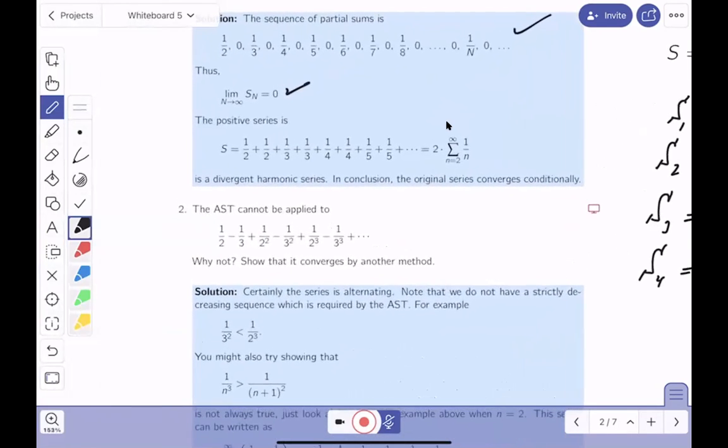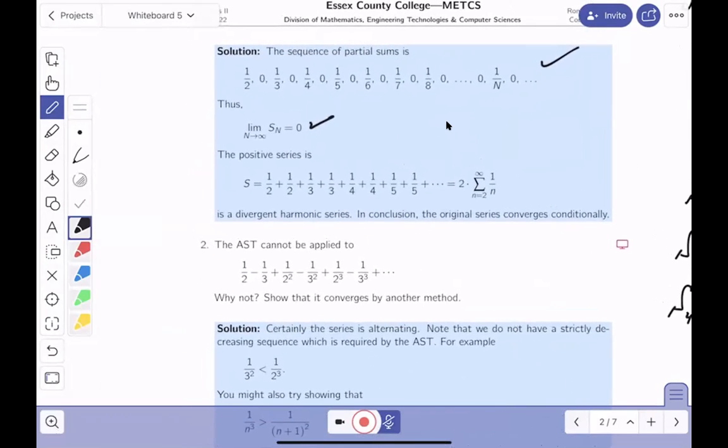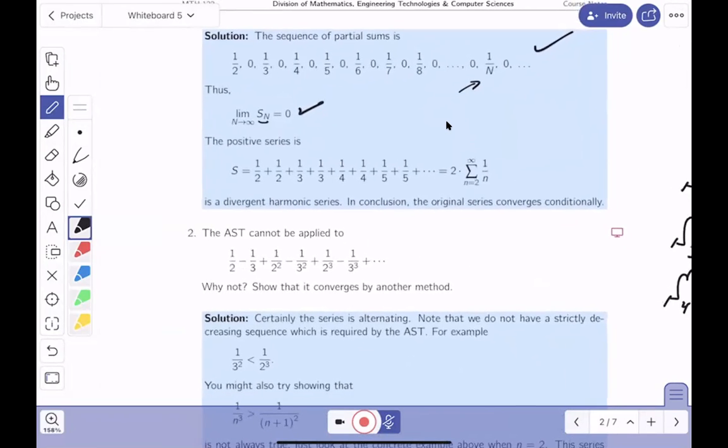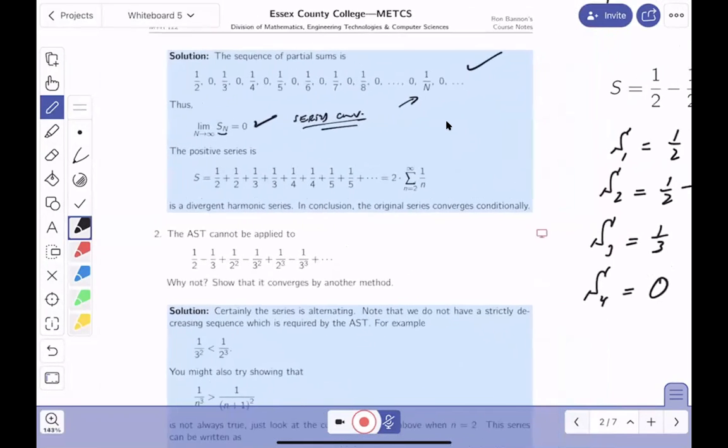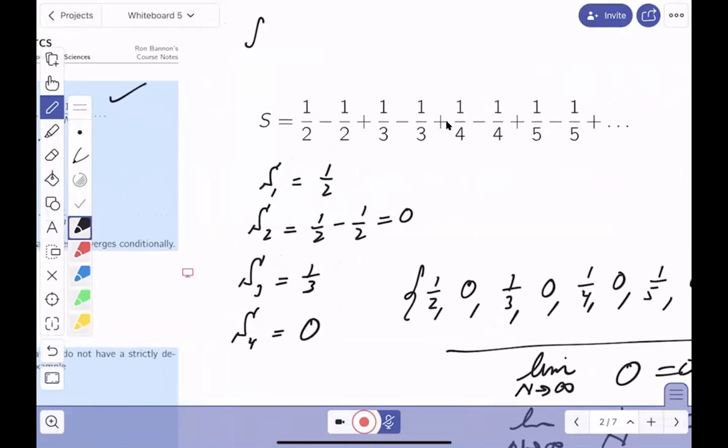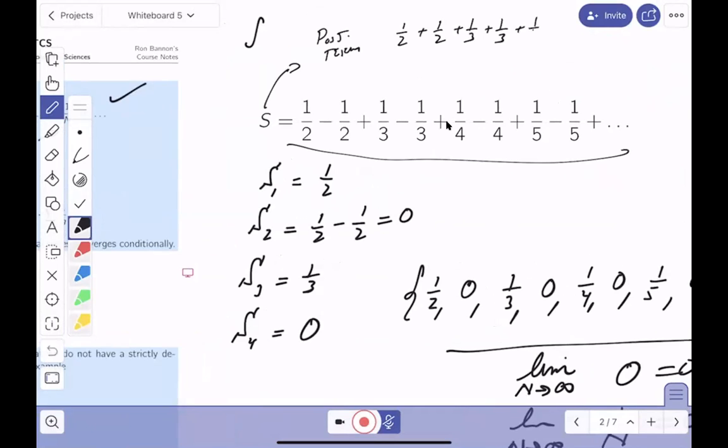Now, by the way, it goes on to say the positive series is, right? When they say the partial sums, we're talking about this thing up here. We're looking at the positive series now. Someone says, what is that? By the way, this series converges. But now they're looking at a different series, a positive term series. So let's write that series down. Looking at this one over here, this is not a positive term series. It's actually going back to plus or minus. So what the positive term series would be is 1/2 plus 1/2 plus 1/3 plus 1/3 plus 1/4 plus 1/4.